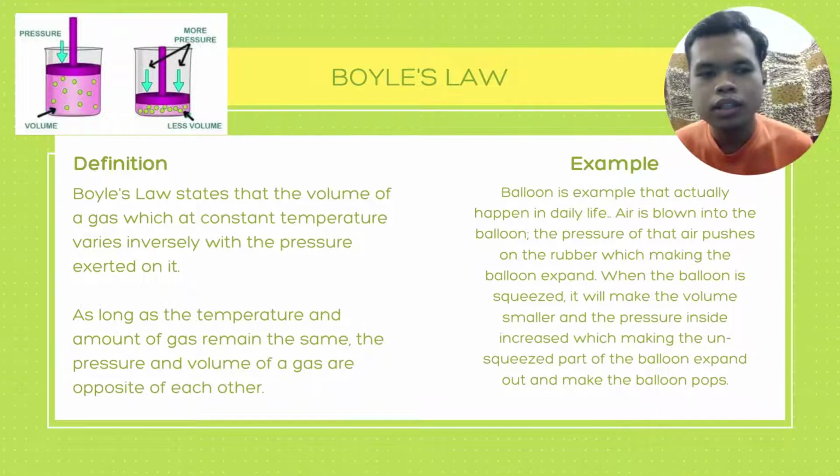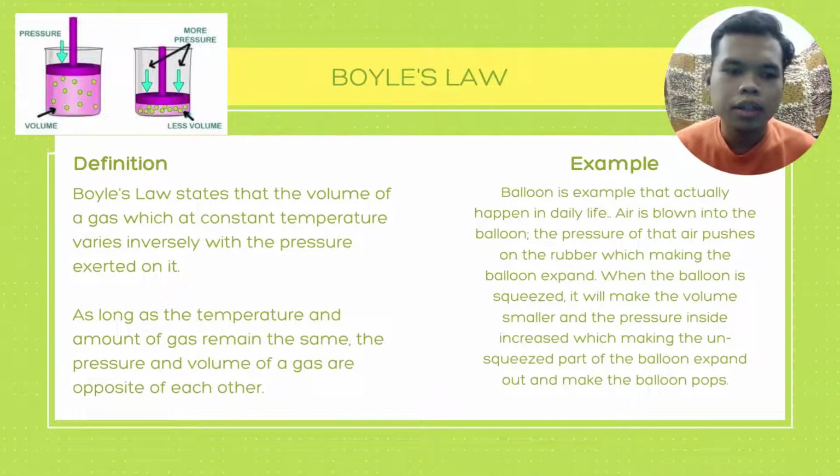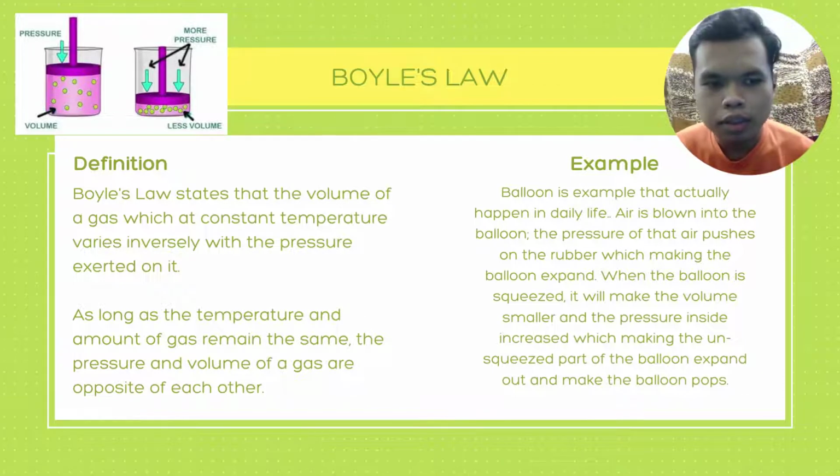As an example, take a balloon. When air is blown into the balloon, the pressure of the air pushes on the rubber, making the balloon expand. When the balloon is squeezed, the volume becomes smaller and the pressure inside the balloon increases, which makes the unsqueezed part of the balloon expand out and the balloon pops.